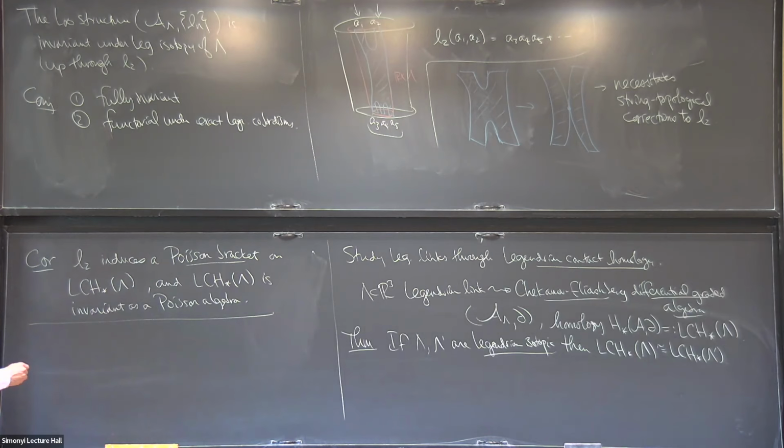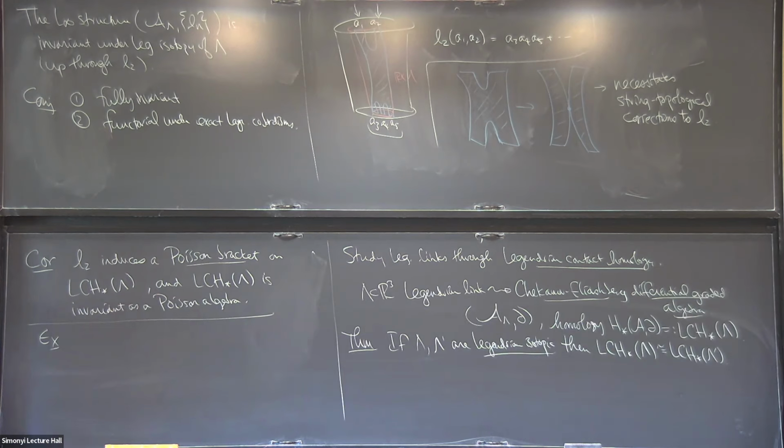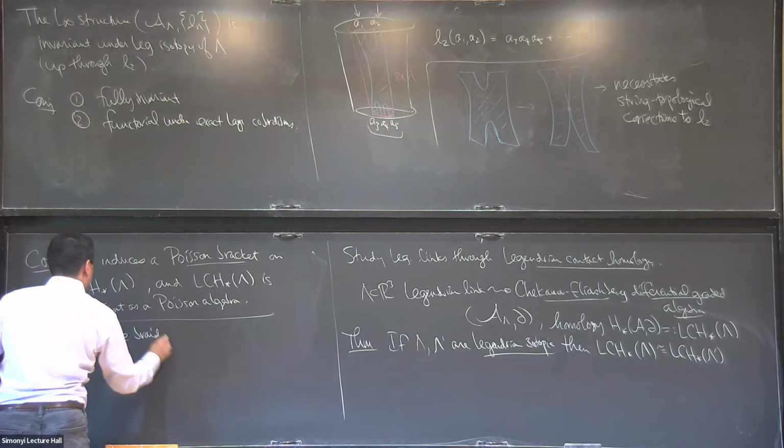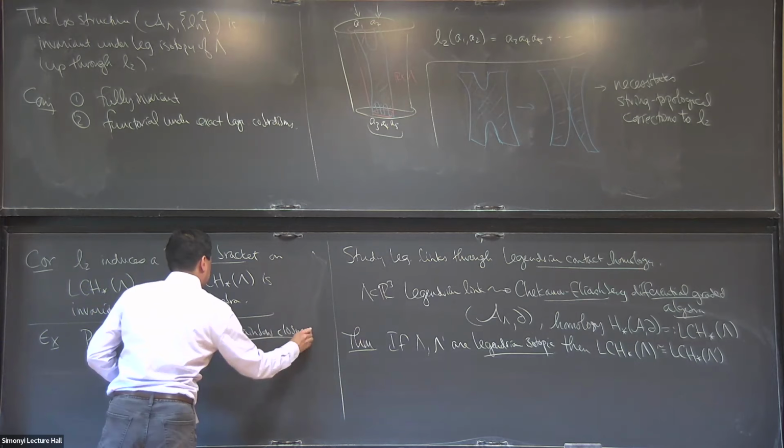I've been trying to advertise this to various audiences, but I have not quite figured out what's going on yet. This gives you a whole family of Poisson brackets on polynomial rings that seem interesting to me, but I don't know anything about Poisson brackets on polynomial rings, so I'm just going to advertise this. If you have a positive braid, which I'll call beta, then you get a Legendrian link out of it, which I'll write as lambda sub beta, and this is what's called the rainbow closure of beta.